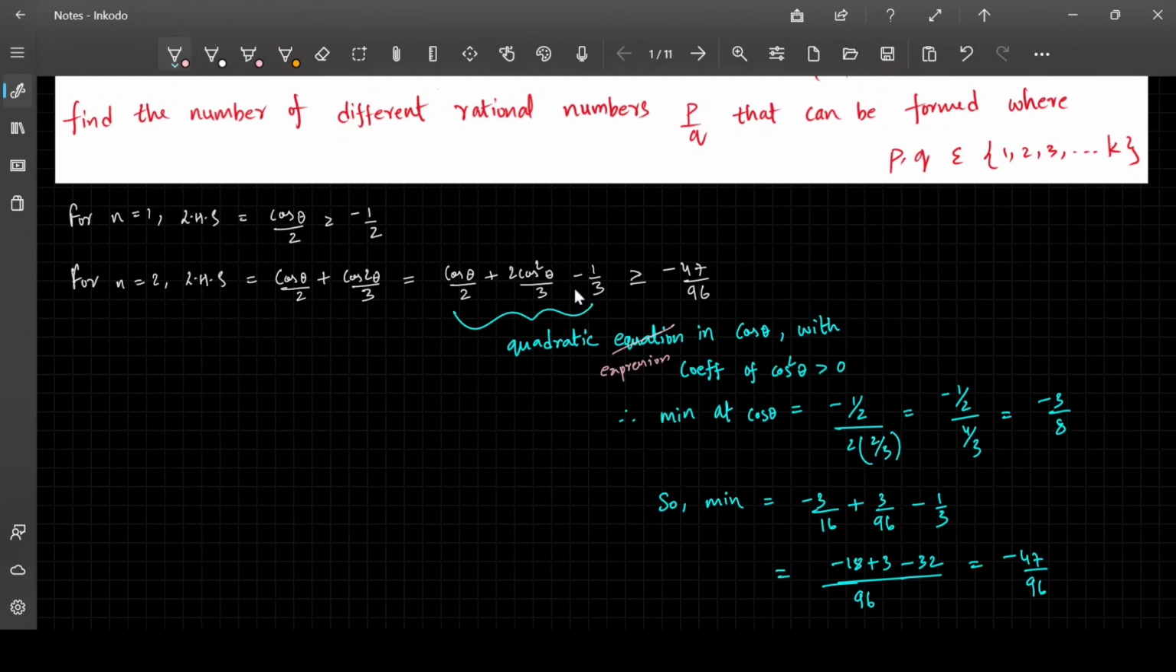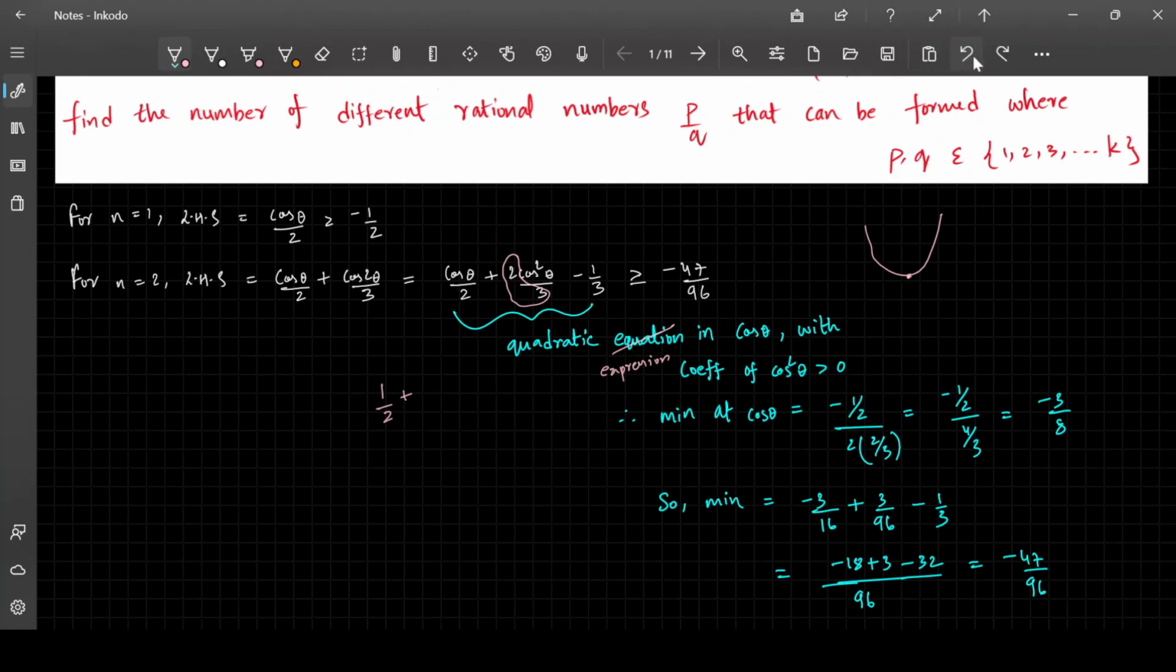This quadratic expression in cos theta has a coefficient of cos square theta greater than 0. The coefficient of cos square theta is 2 by 3, which is greater than 0, so this is an upward facing parabola. We can find the minimum value, but the maximum value is infinity. However, infinity is not valid in this case, because the maximum value of cos theta is 1 and it cannot go further. So the maximum is 1 by 2 plus 2 by 3 minus 1 by 3, which you can solve to get the maximum value. It cannot range higher than that.